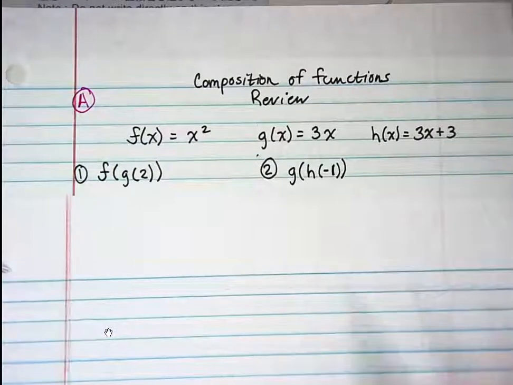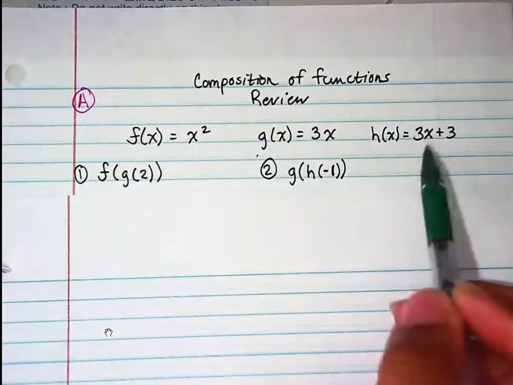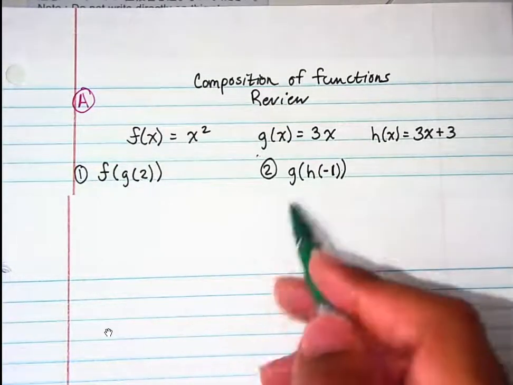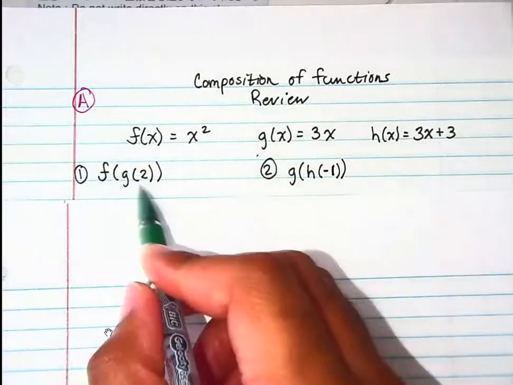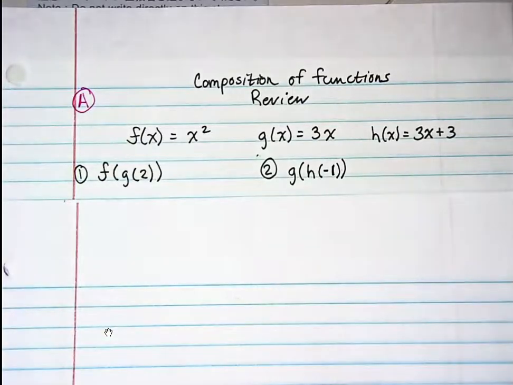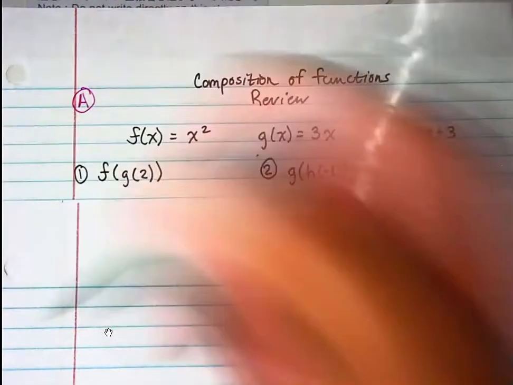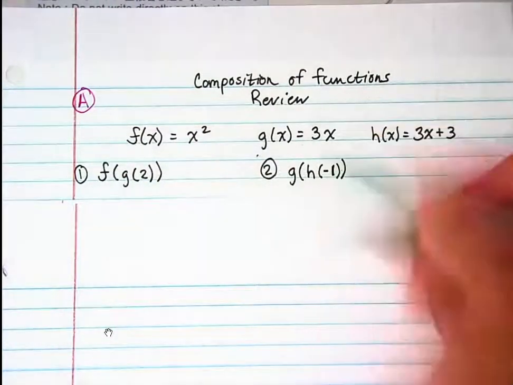All right, so we give you the 3 functions. f of x is x squared, g of x is 3x, and h of x is 3x plus 3. We're going to find f of g of 2, and we're finding g of h of negative 1. But then we're also going to add, subtract, and multiply later on. All right, so here, remember when we talked about these, we were talking about find the inside part first, then use that to find the outside part.